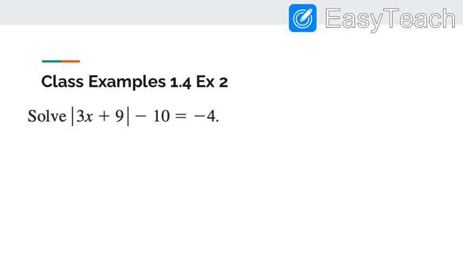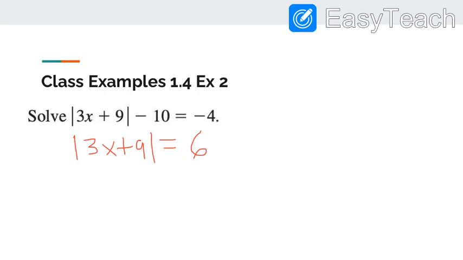Alright, here's our next one. So our next one has a little more going on. You can see it has an absolute value sign with properties inside of it. It also has an additional minus here, equaling a number. So instead of getting rid of the absolute value first, we want to get this by itself. So the first thing we're going to do is add the 10 over. So then this would become absolute value of 3x plus 9 is equal to positive 6.